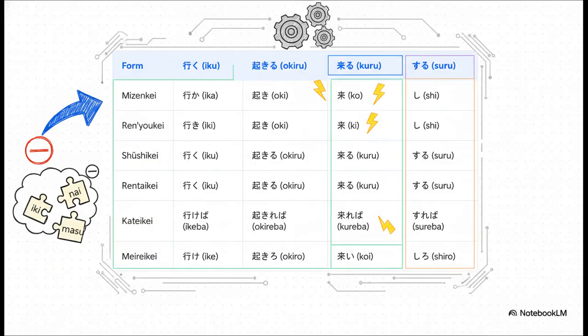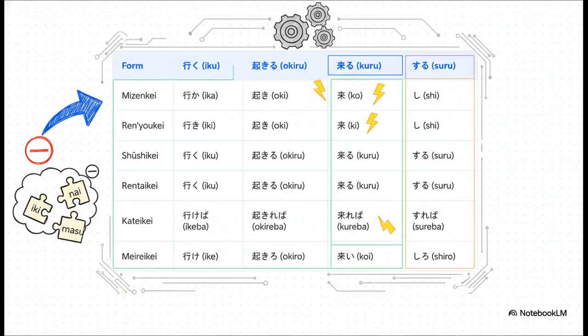And here it is, you can see it all in action on this chart. Let's take the verb iku, to go. See that first form, the mizenkei? It becomes ika. Why? So it can perfectly connect with nai to make ikanai, which means don't go. Now look at the next one, the renyokei. It becomes iki, so it can hook up with masu to make the polite form ikimasu. You can literally see how each verb group has its own pattern, changing its ending so it can dock perfectly with the next part of the sentence.